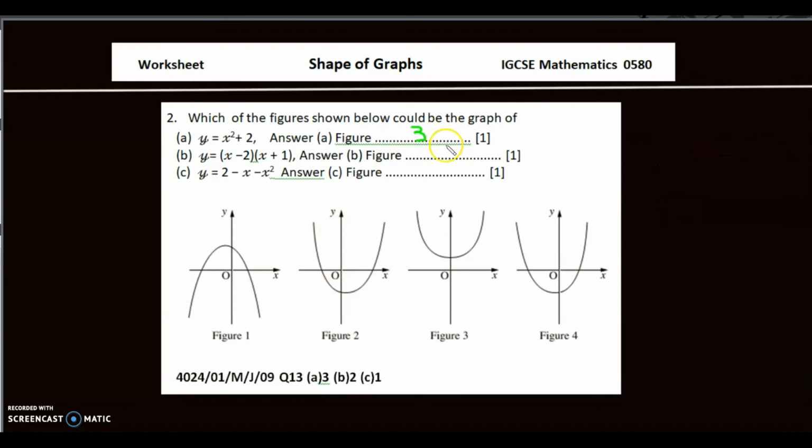Figure 2 here. And in the last one we have y equals 2 minus x squared. So the coefficient of x squared is negative, which means it's going to be a falling, an inverted U-shaped graph. So that's figure 1 only.